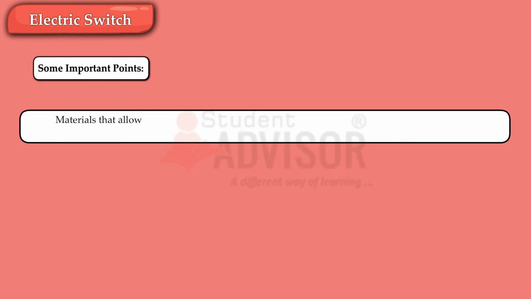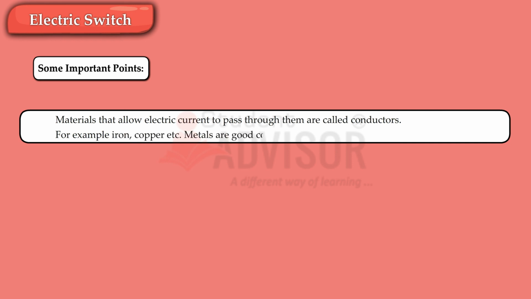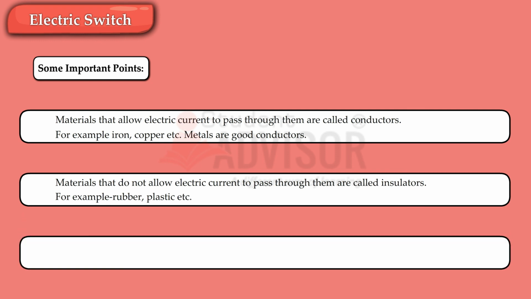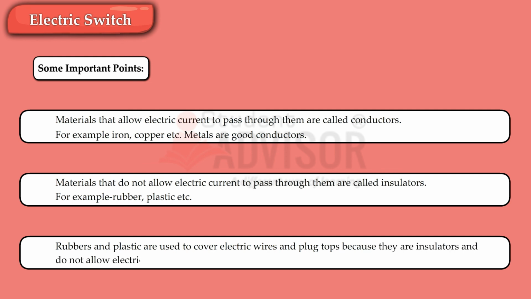Materials that allow electric current to pass through them are called conductors. For example, iron, copper, etc. Metals are good conductors. Materials that do not allow electric current to pass through them are called insulators. For example, rubber, plastic, etc. Rubber and plastic are used to cover electric wires and plug tops because they are insulators and do not allow electric current to pass when we touch plugs and switches.